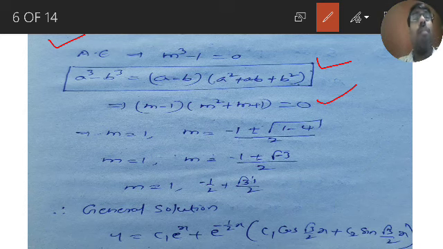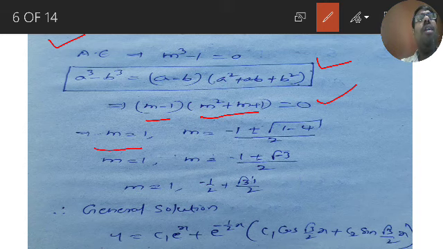You get common m is equal to 1. One solution we got. Another two solutions: this is a quadratic equation, m square plus m plus 1 is equal to 0, but it is not possible to factorize. Therefore, go to the formula: m is equal to minus b plus or minus square root of b squared minus 4ac by 2a. Here a is equal to 1, b is equal to 1, c is equal to 1. And m minus 1 is equal to 0 means m is equal to 1.